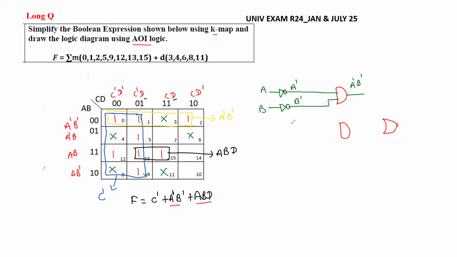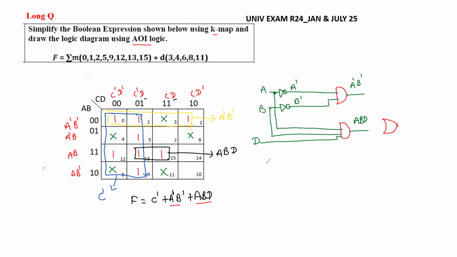Second AND gate, what are the inputs? A, B, D. We already have A here, so the same A we will take as the input by using the wire. Again, we have B. And the third input is D. That D we can give here as the input. Try to manage the space. So this is the D, and the output of this is ABD.